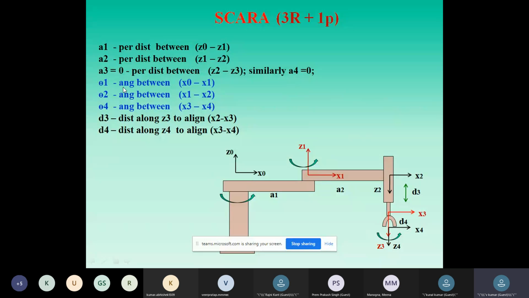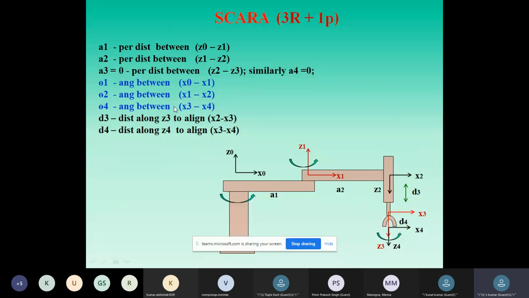Joint angle theta 1 is the angle between X0 and X1. Since we are seeing it on the same plane, but actually it is three-dimensional, there is some angle between X0 and X1, so that is represented by theta 1. Theta 2 is the angle between X1 and X2. This is also rotated by some angle, though here we see it in plane. So it is represented as theta 2.